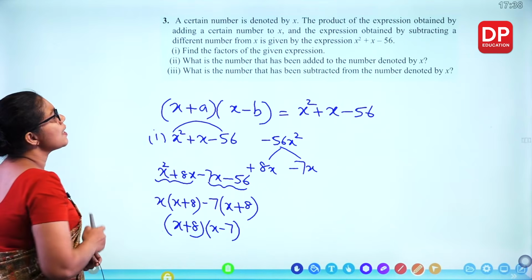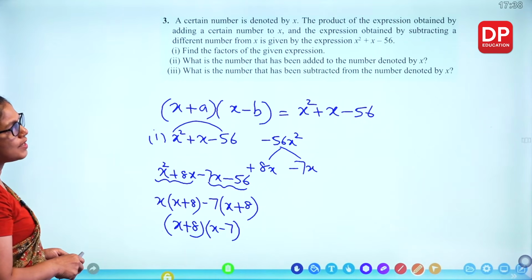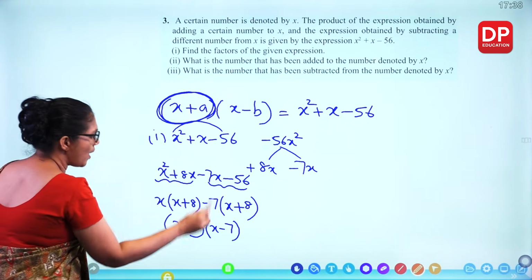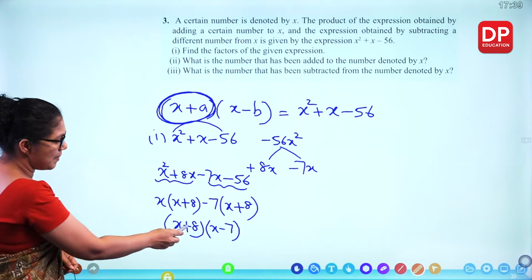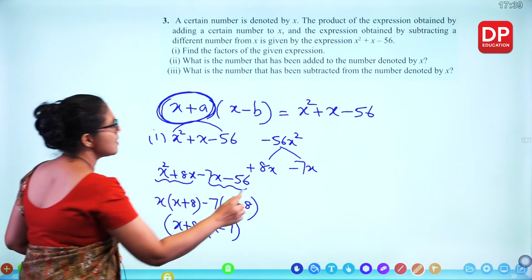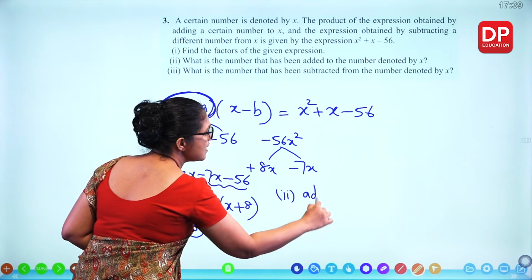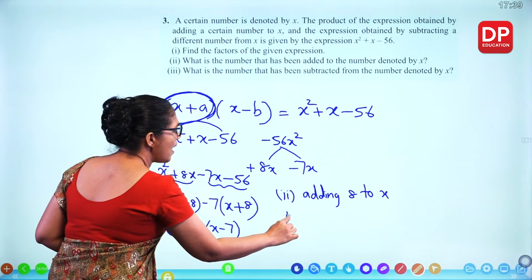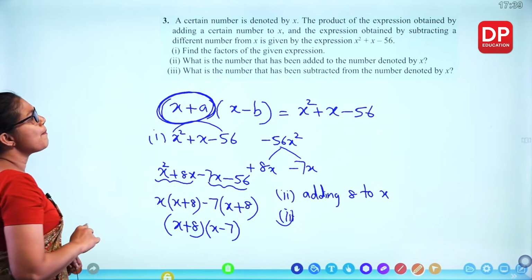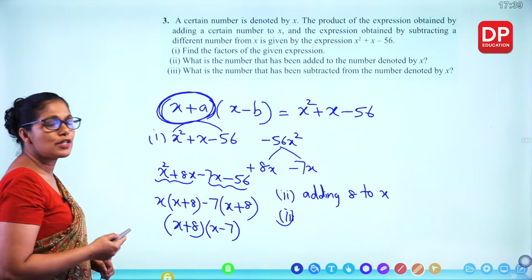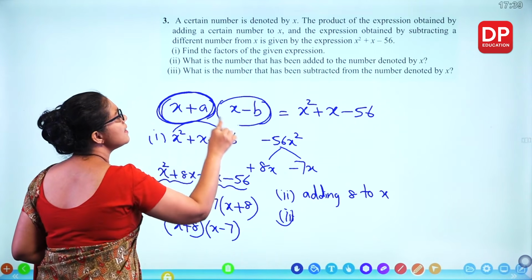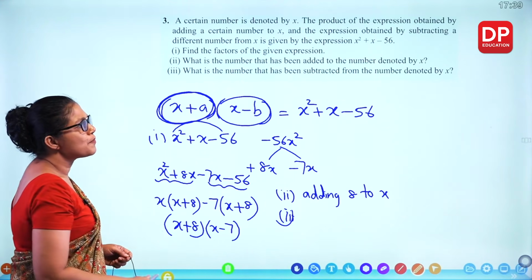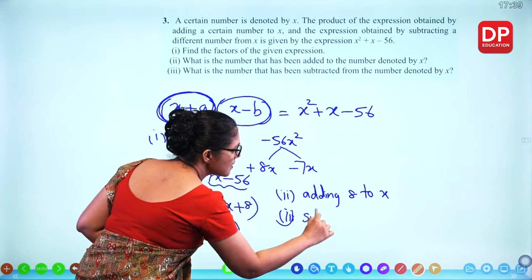Now what's the second part? What is the number that has been added to the number denoted by x? They are asking about this expression, where you see the plus 8. That means you are adding 8 to x. So for the second part you can write adding 8 to x. In the third part it says, what is the number that has been subtracted from the number denoted by x? That means they are asking about this expression, x minus 7. So which one do you subtract? You are subtracting 7.